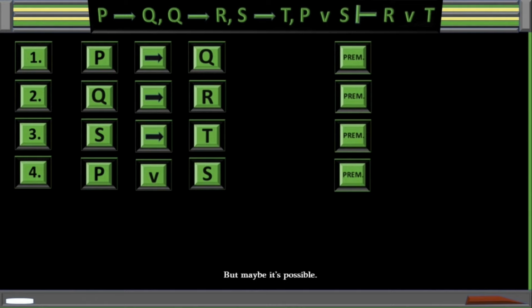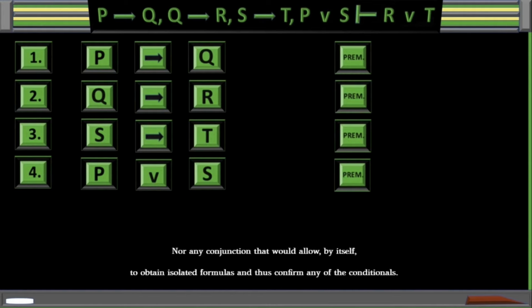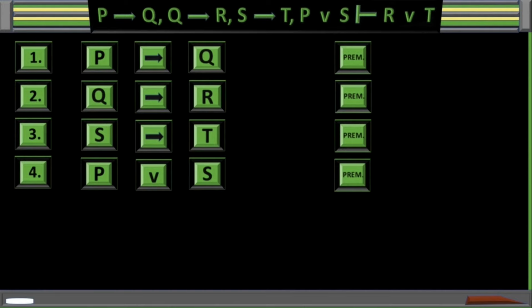But maybe it's possible. Notice that we don't have any isolated formula that allows us to confirm any of the conditionals, nor any conjunction that would allow by itself to obtain isolated formulas, and thus confirm any of the conditionals. We have a disjunction in the fourth premise, but the disjunction alone does not allow for isolated formulas.